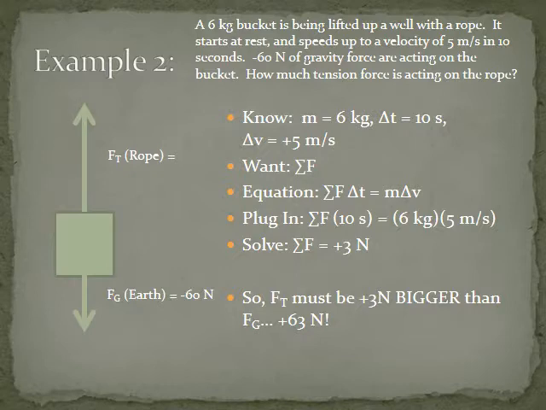So Ft has to be 3 newtons bigger than Fg. And what's 3 bigger than 60, which is positive 63. So the tension force in the rope has to be 63 newtons. That's what would allow me to have a sigma F of 3 newtons.